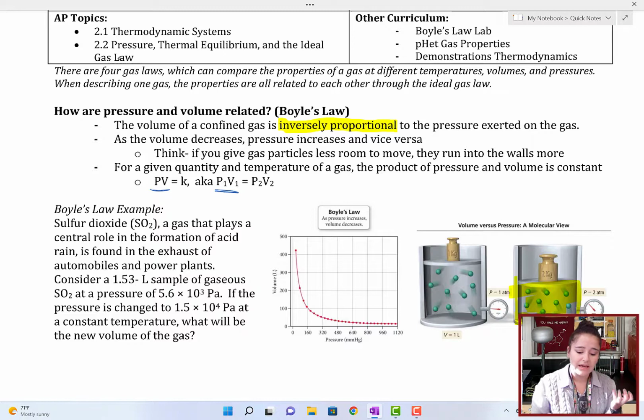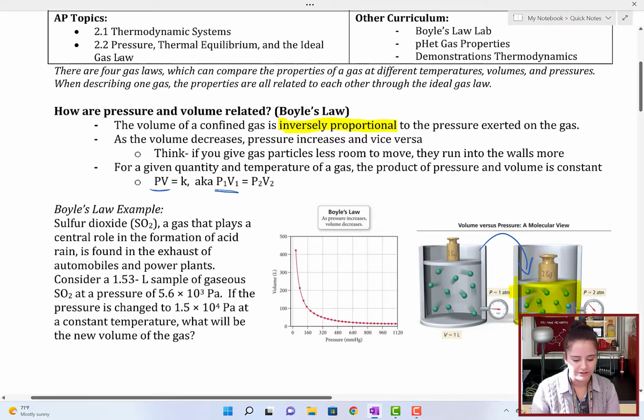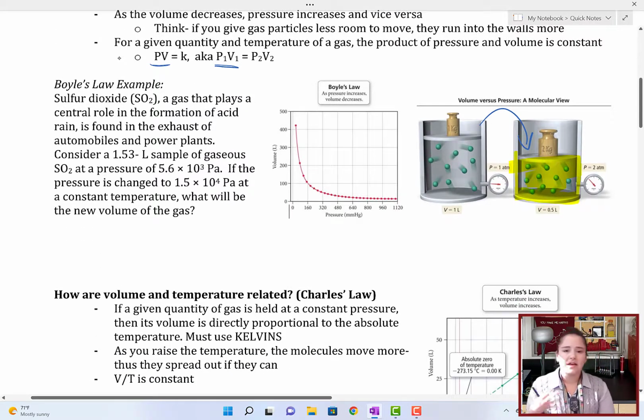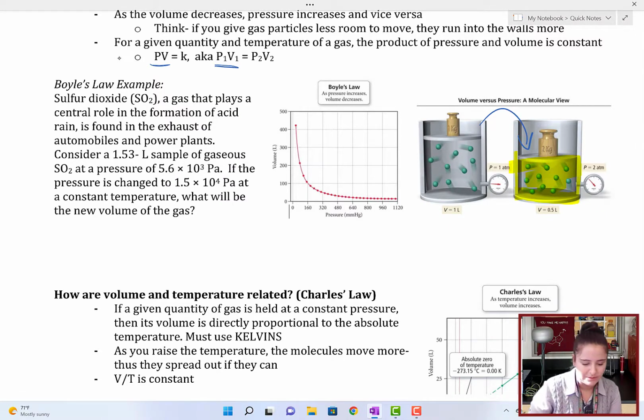So we can write this as P1V1 equals P2V2. So if we're at a given quantity of a gas and a given temperature, if we decrease the volume, the pressure will increase proportionately. Okay, and that's how we get this nice inverse curve shape on our diagram here. The graphs of these gas laws come up quite frequently in AP multiple choice problems.